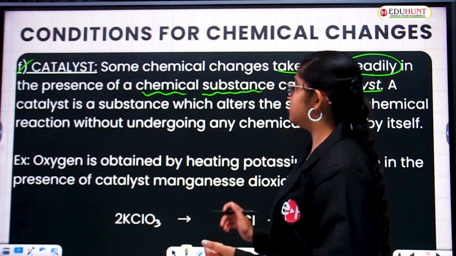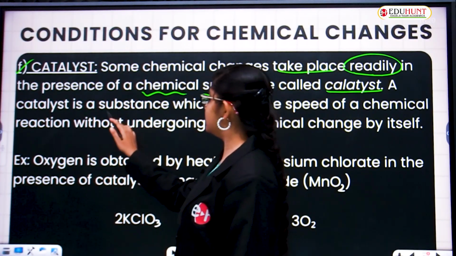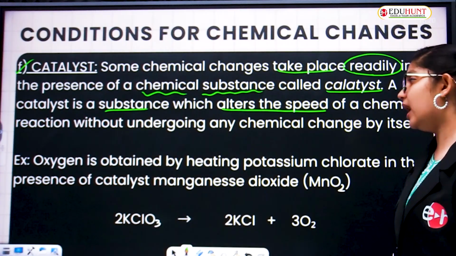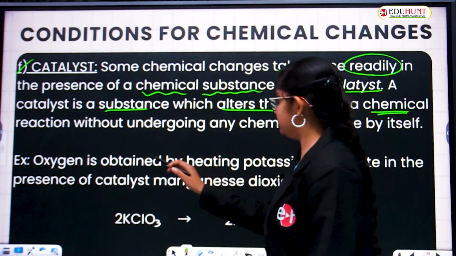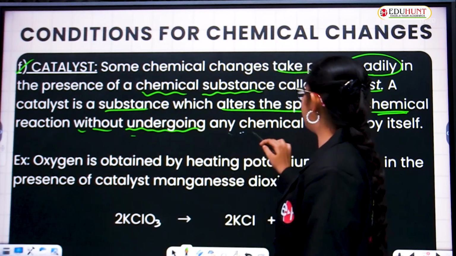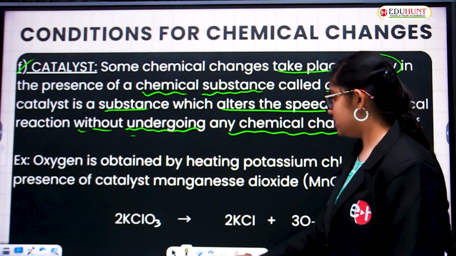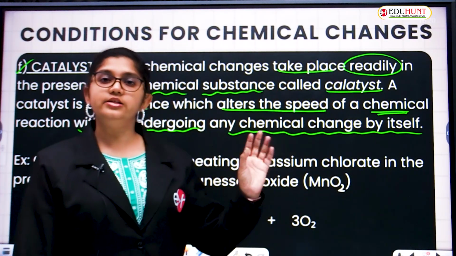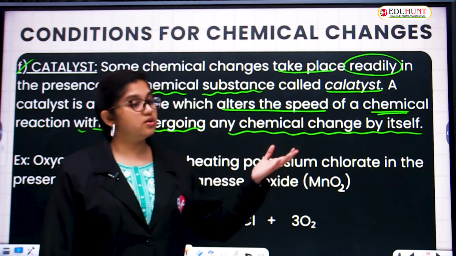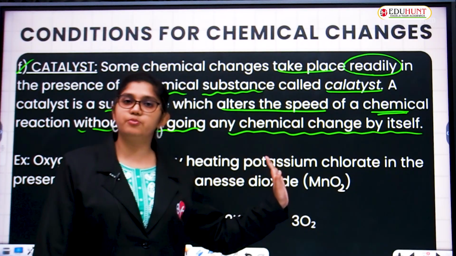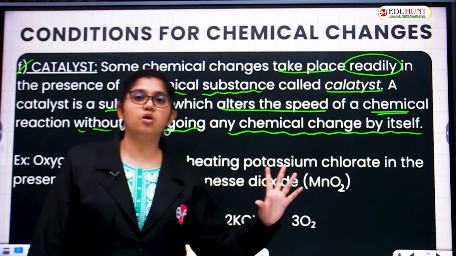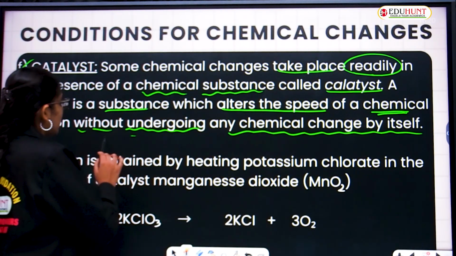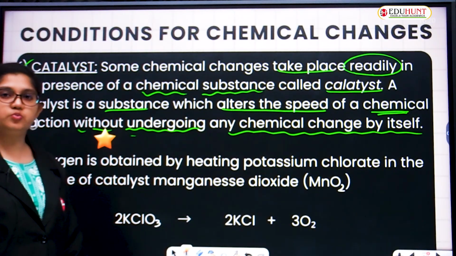Got it? So a catalyst is a substance which alters the speed of a chemical reaction without undergoing any chemical change by itself. Very important point. Does the catalyst get involved in the chemical reaction? No. It is just used to speed up the reaction, or sometimes to slow it down, but the catalyst never gets involved in the reaction and changes the chemical compound. It is a chemical substance, the catalyst. Very important point: without undergoing any chemical change by itself.